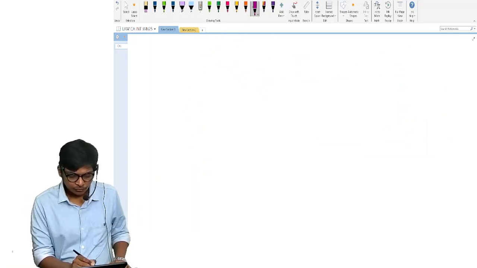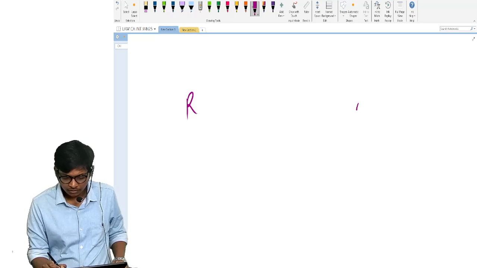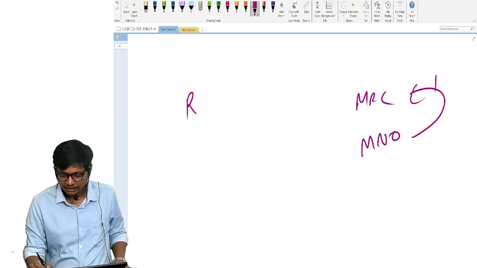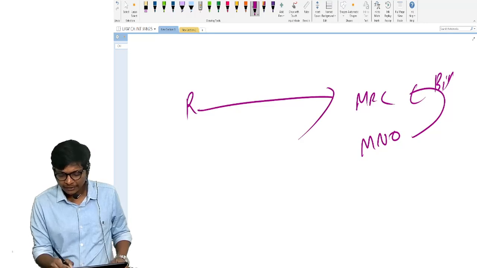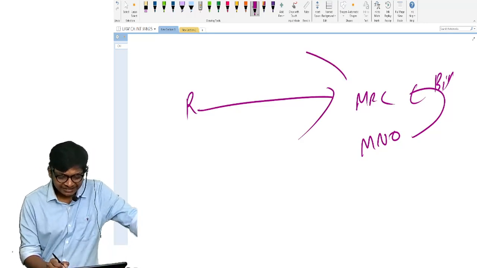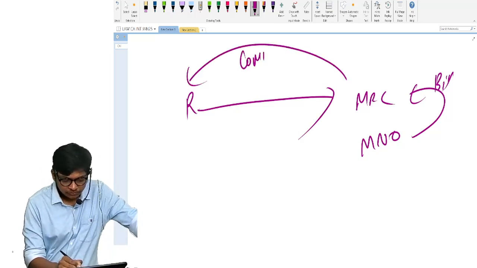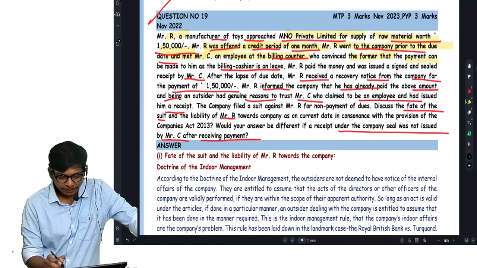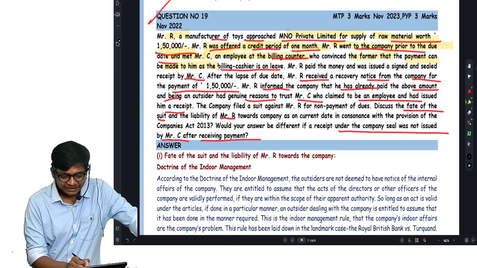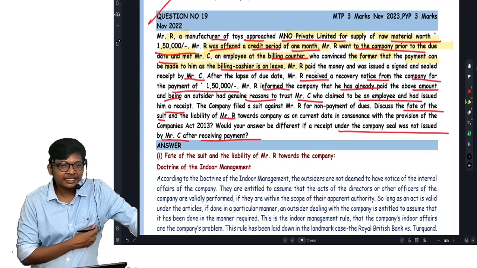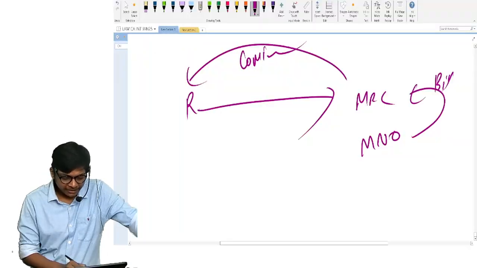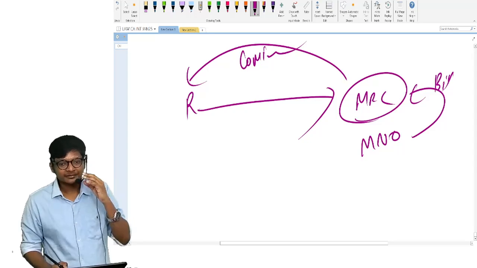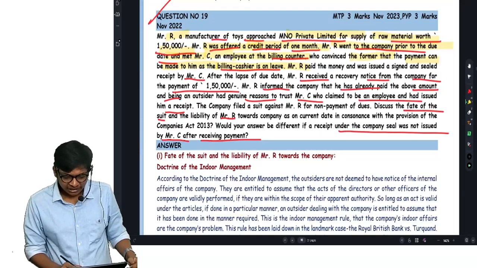Yeah, so if you see, we have Mr. R, we have Mr. C, who is the cashier at billing counter, correct? R went to Mr. C. Mr. C convinced R, he convinced the third party. What he convinced? That payment can be made to him as the billing cashier is on leave. So you went to a company, C is there, and C told you pay to me instead of paying to the cashier.